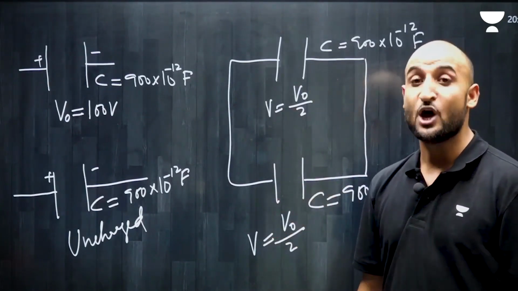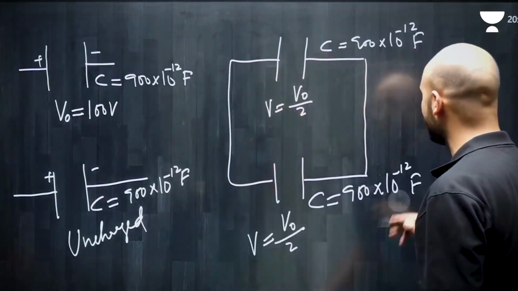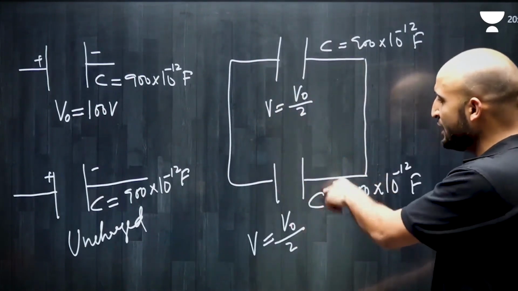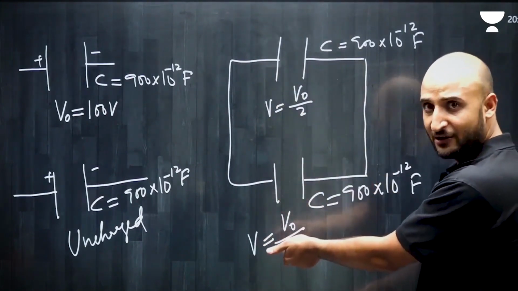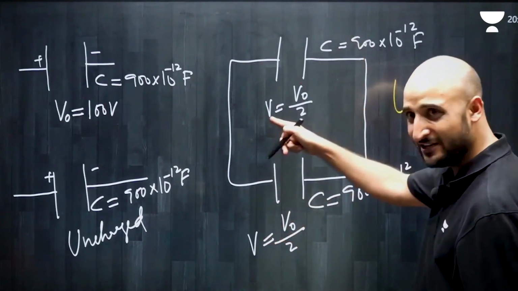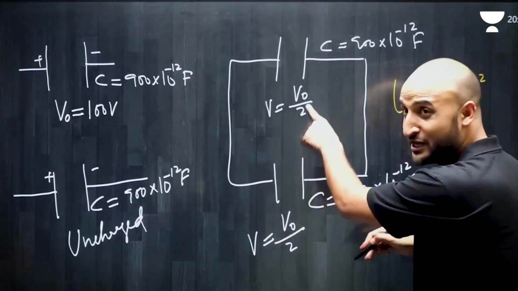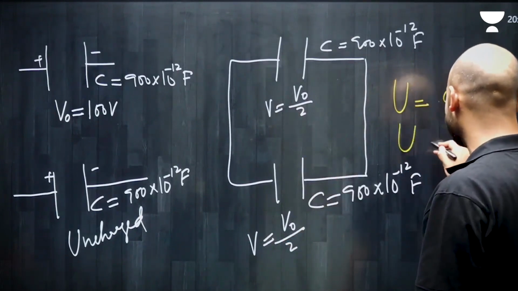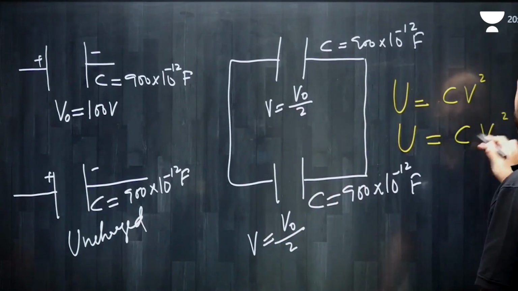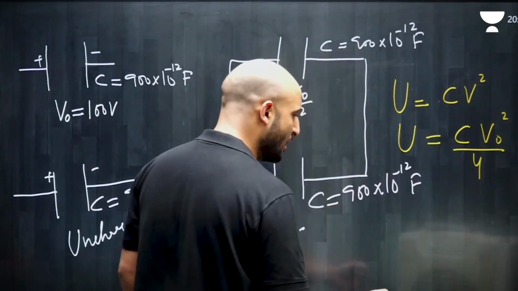Now the question asks, what is the energy stored? Obvious, not a big deal. For capacitance C and potential V, the energy stored is 1 by 2 CV square. So the energy stored is 1 by 2 CV square plus 1 by 2 CV square, that will be simply CV square. But what is V equal to? That's V0 by 2. Energy stored by the system will be equal to C into (V0 by 2) whole square, that will be CV0 square divided by 4. Now it's a matter of putting the values here. So what are the values here?